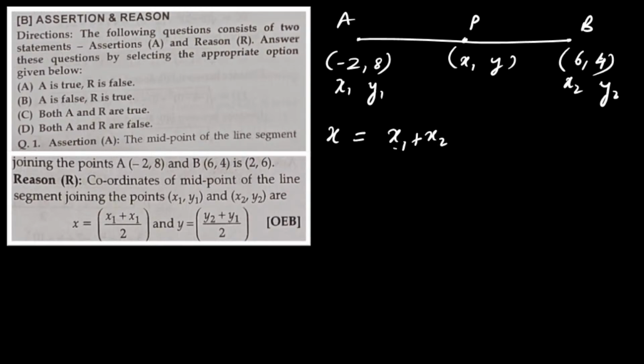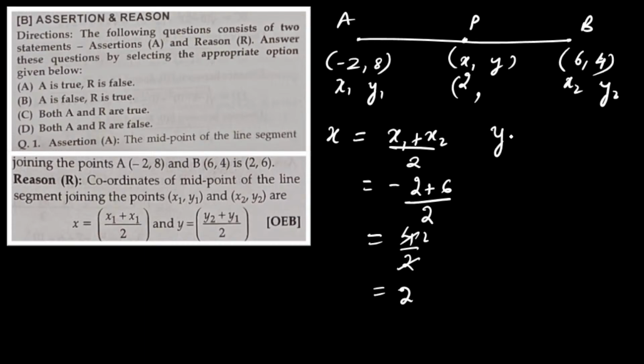See, A's coordinates we write as x1, y1, B's coordinates as x2, y2, and suppose P is the midpoint, so the coordinates of the midpoint we'll write as (x, y). We can find the coordinates of the midpoint using the midpoint formula. So x is equal to (x1 plus x2) by 2. So x1 is minus 2 plus 6 by 2. Minus 2 plus 6 is 4, 4 by 2 is 2. So the x value we got is 2.